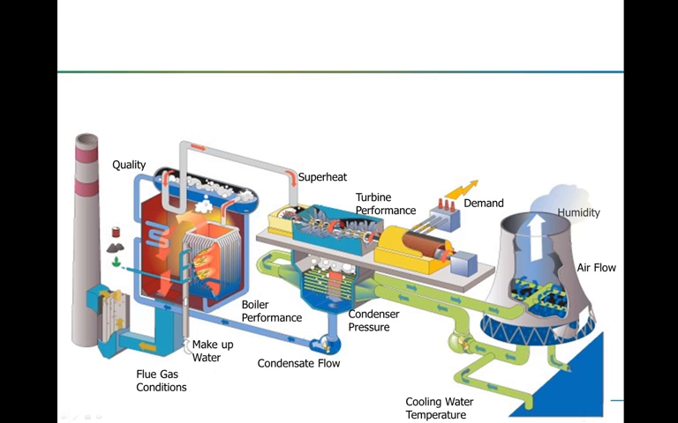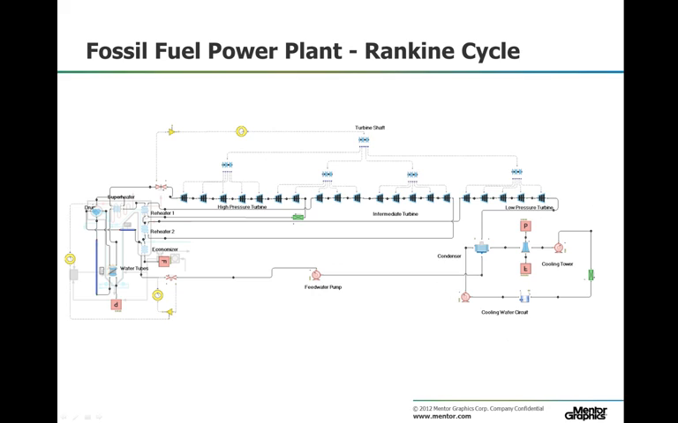Finally, in summary, this diagram simply shows the different types of results that can be determined at different parts of the power plant system. The power plant system consists of three separate fluid circuits. You have the steam circuit, the cooling water circuit, and the flue gas circuit. These all can be modeled simultaneously within Flowmaster. And finally, this final diagram is just an example of a fossil fuel power plant and how it can be modeled in Flowmaster.